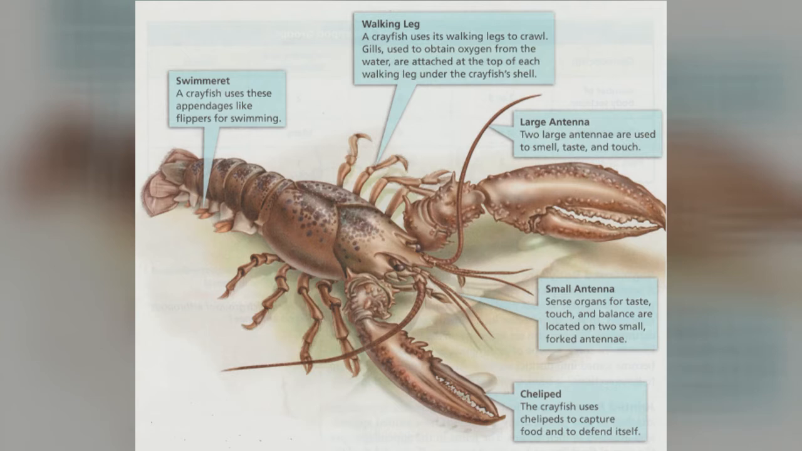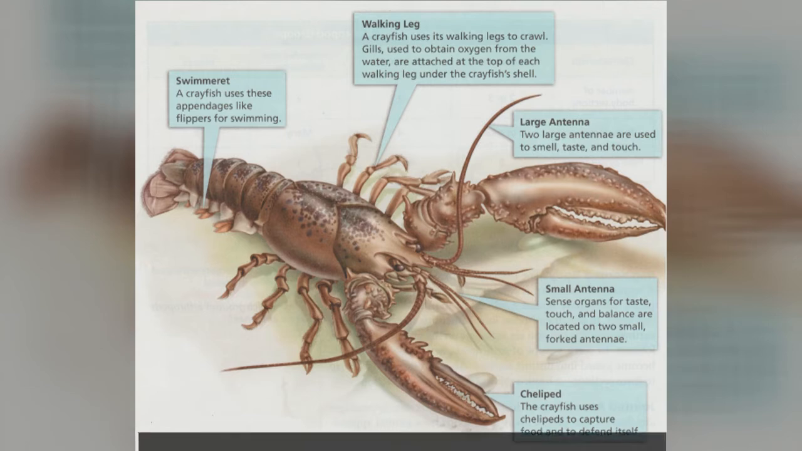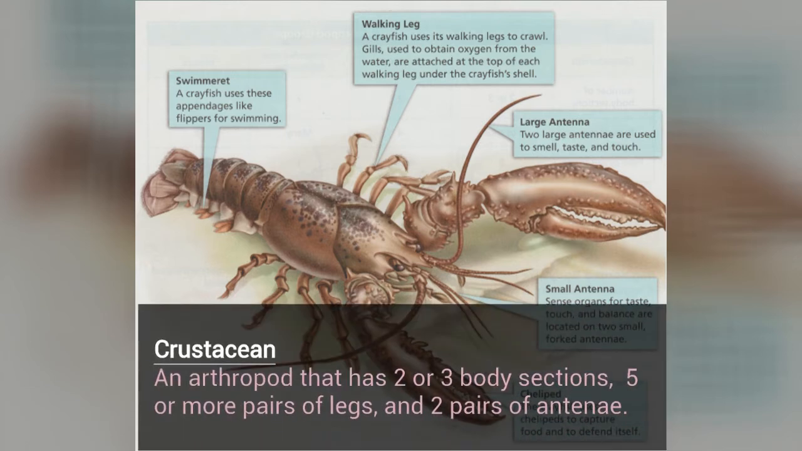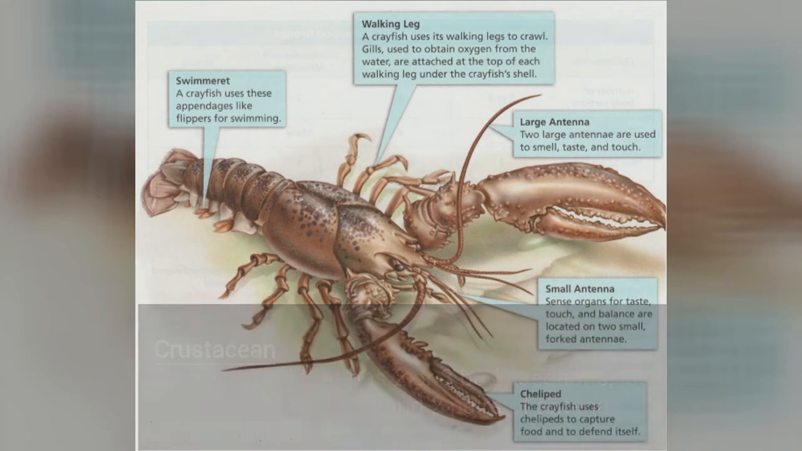The body structure of crustaceans shares certain characteristics. So, a crustacean is an arthropod that has 2 or 3 body sections, 5 or more pairs of legs, and 2 pairs of antennae. So, that's your definition for your vocabulary word crustaceans. Again, a crustacean is an arthropod that has 2 or 3 body sections, 5 or more pairs of legs, and 2 pairs of antennae.